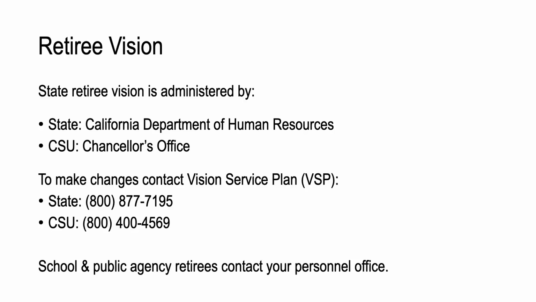For state retirees, vision benefits are administered by CalHR. And for CSU retirees, your vision benefits are administered by the Chancellor's Office. All coverage, benefit, and enrollment information is handled by Vision Services Plan, or VSP. To make changes, contact Vision Service Plan. For state retirees, you'll call 800-877-7195. CSU retirees, call 800-400-4569. For school and public agency retirees, you want to contact your personnel office about any vision plan available.